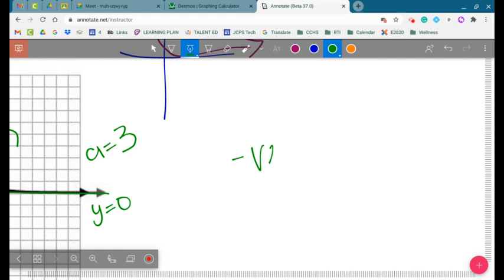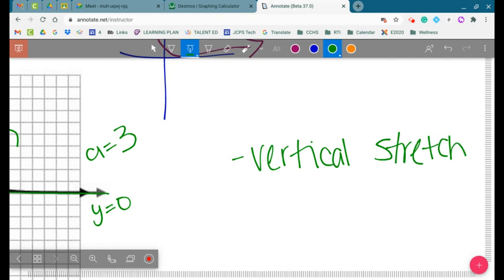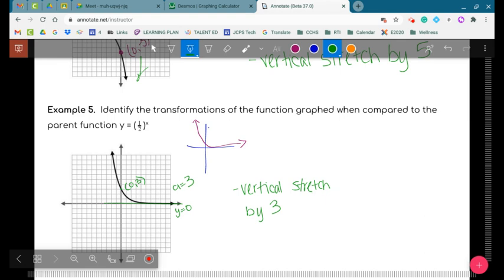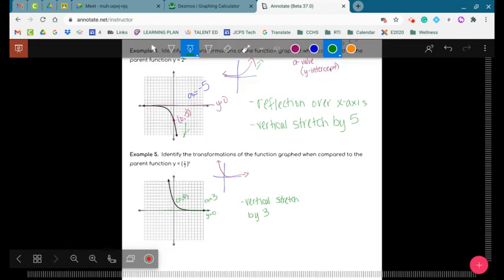That means what happened was there was a vertical stretch by 3. Now, if your horizontal asymptote moves, that means it shifted up or down. But we're just really dealing with our stretches and compressions and reflections.